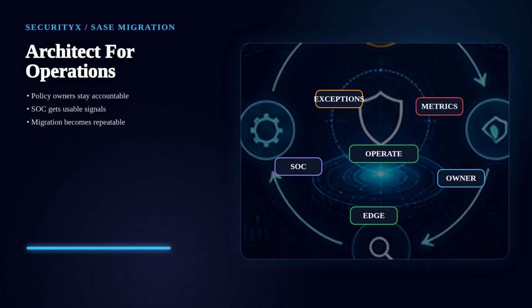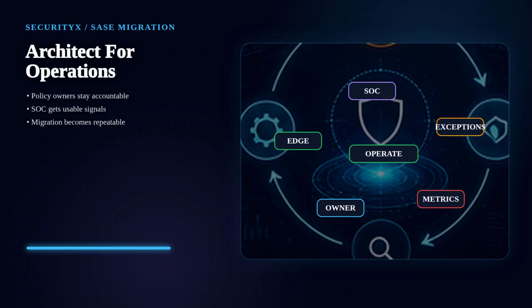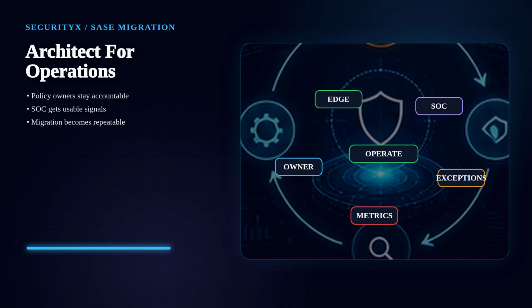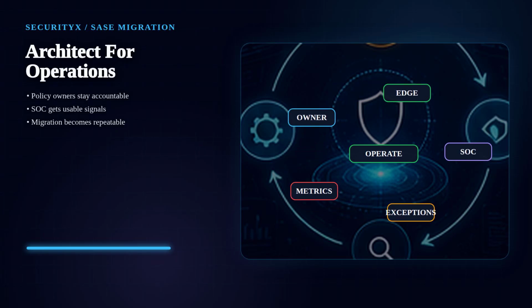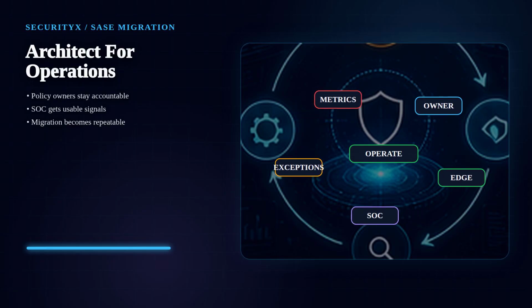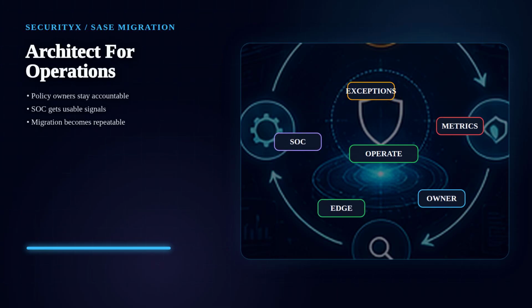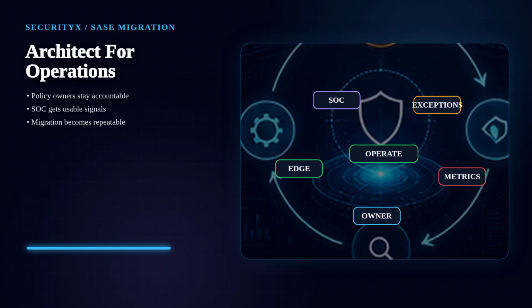A mature SASE migration ends with an operating model. Define policy ownership, change control, exception review, detection content, user experience metrics, and rollback criteria. The win is not buying a platform. The win is an architecture where access, inspection, telemetry, and governance work together for hybrid work.